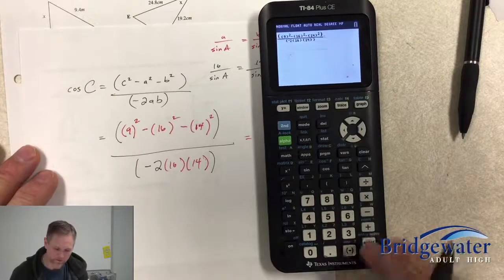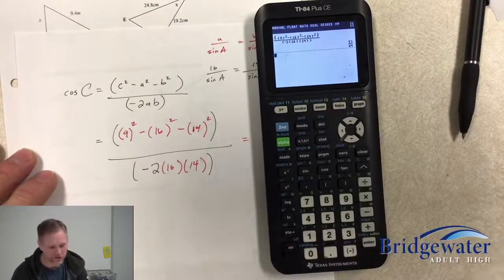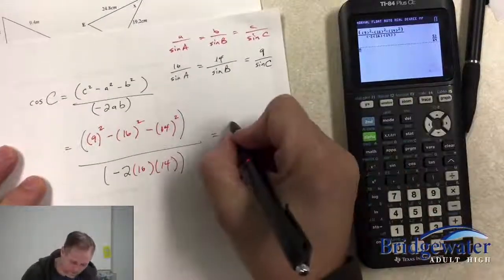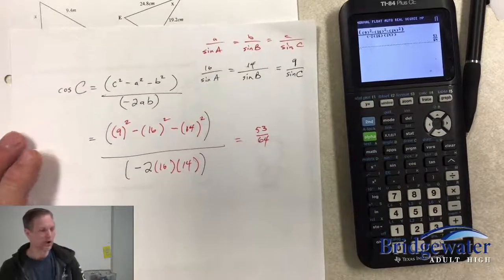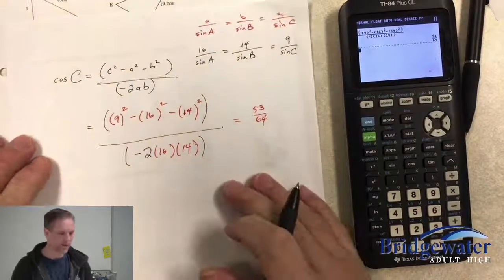So we get all this type of stuff, and then we get an answer. Because my calculator is in fraction mode, it tells me the answer is a fraction, which is interesting. It's 53 over 64. That's okay. Normally we get some weird decimal. This one just happens to simplify. It's just kind of weird.